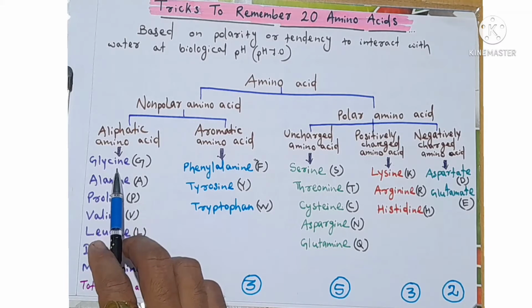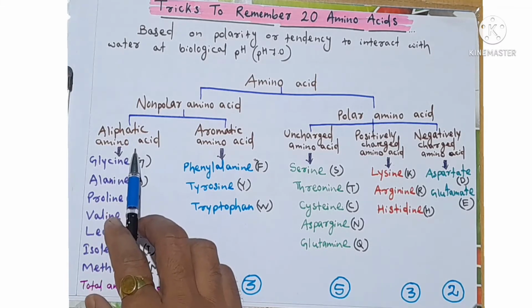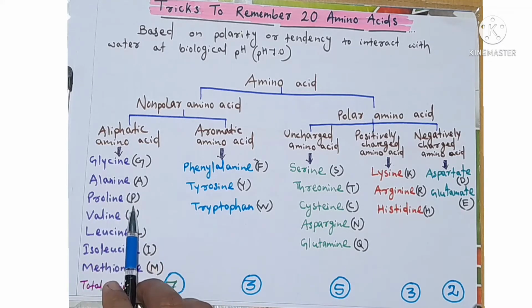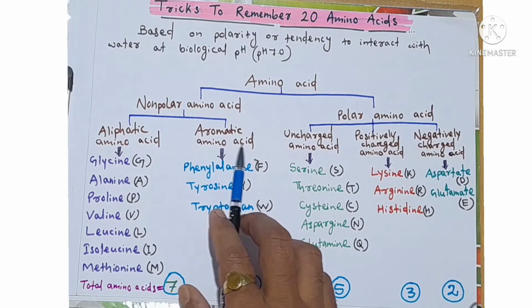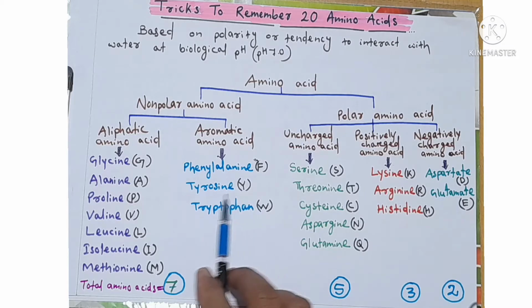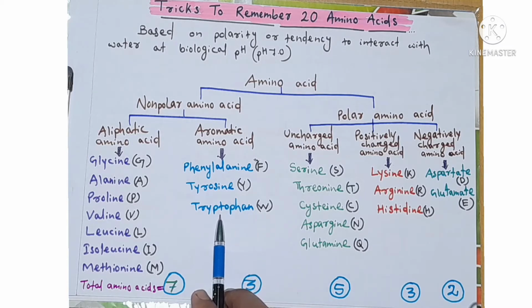So the examples of aliphatic amino acids are G for glycine, A for alanine, P for proline, V for valine, L for leucine, I for isoleucine, M for methionine. Total 7 amino acids come under aliphatic amino acids. Under aromatic amino acids, F for phenylalanine, Y for tyrosine, W for tryptophan. Total 3 amino acids.